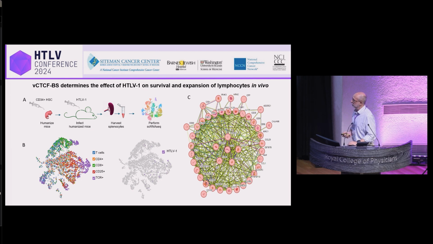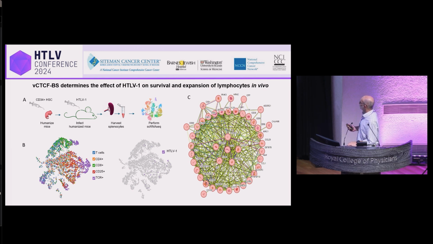We performed single-cell RNA-seq analysis on splenocytes obtained from these humanized infected mice. We could separate the human cells from the mouse cells and identify human T cells that were also CD4 positive, CD8 positive, CD25 positive, or expressing TCR. We saw a small number of cells that were expressing detectable HTLV transcripts, and the only HTLV transcript we could detect was HBZ. We could not detect any plus-strand transcripts in this model.